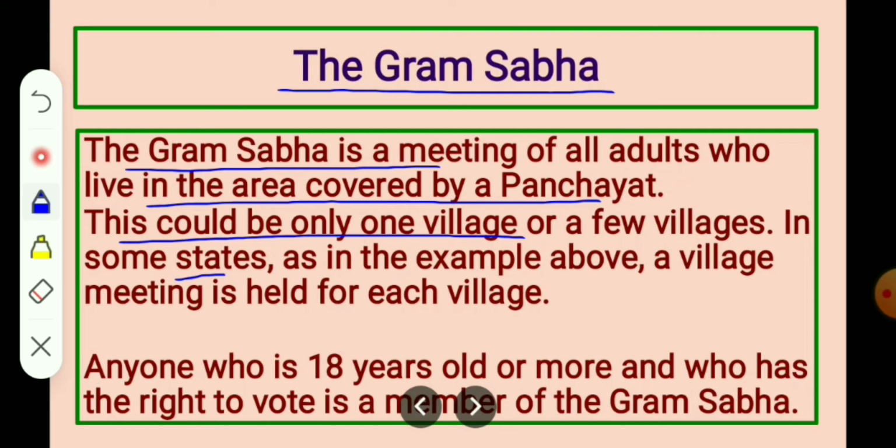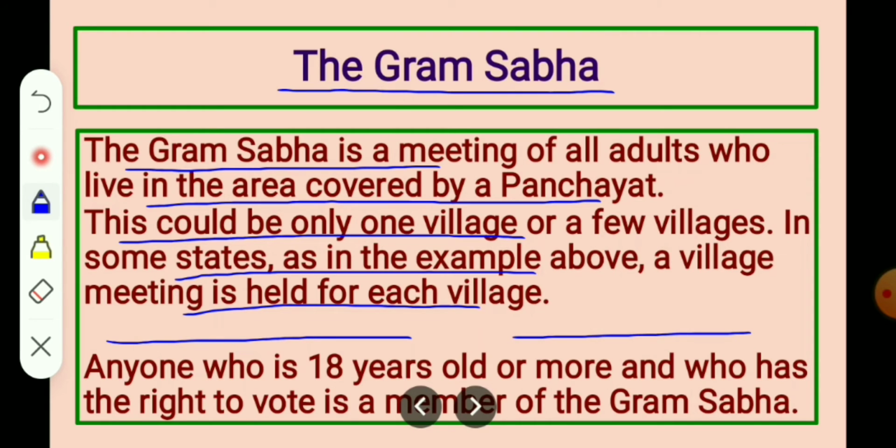In some states, as in the example above, a village meeting is held for each village. So, in some states, you can see that a village meeting is held for each village, and that is called the Gram Sabha. Anyone who is 18 years old or more and who has the right to vote is a member of the Gram Sabha. So, in Gram Sabha, all the people who are 18 years old or more and have the right to vote can participate in that meeting. They are the members of the Gram Sabha.